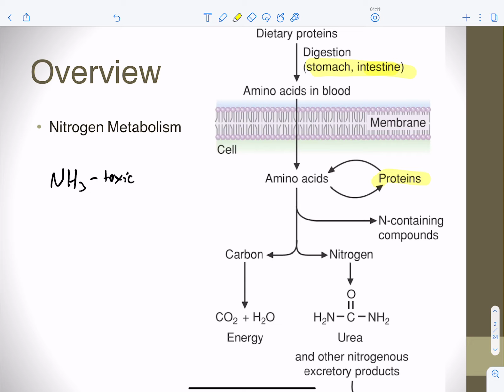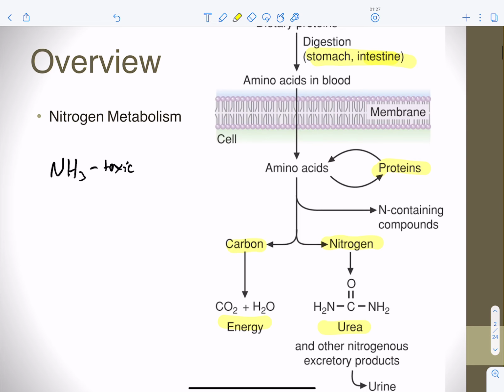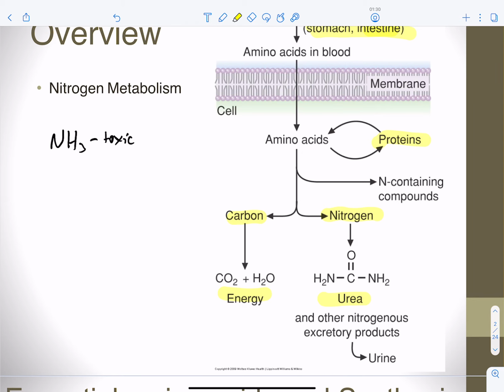Your amino acids contain nitrogen. If your amino acids are used for energy, that nitrogen needs to be dealt with, and it's mostly going to be added to a molecule called urea or other excretory products, and then eventually everything will go out through excretion in the urine.